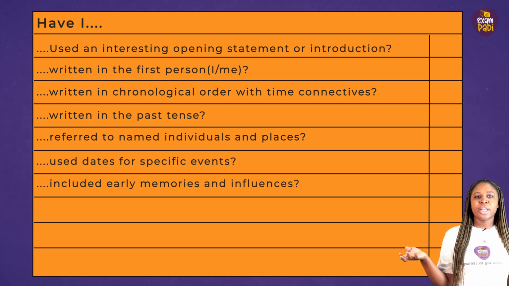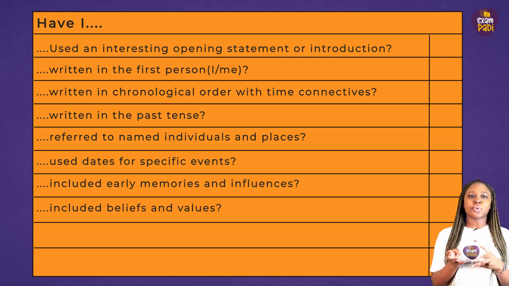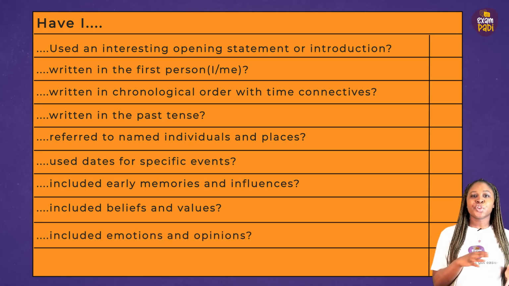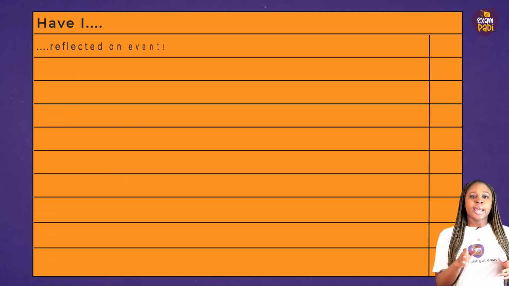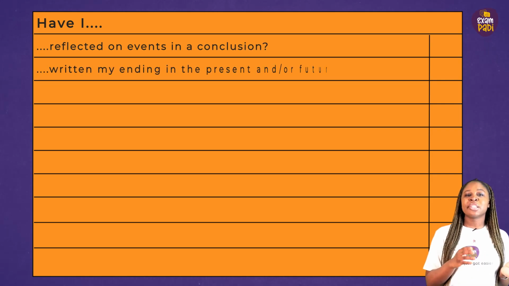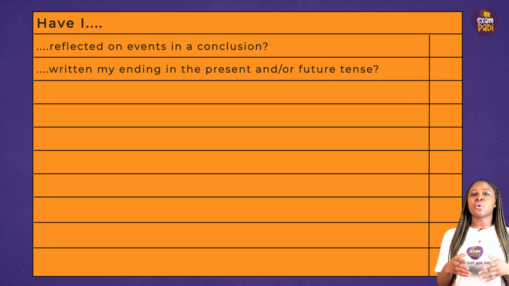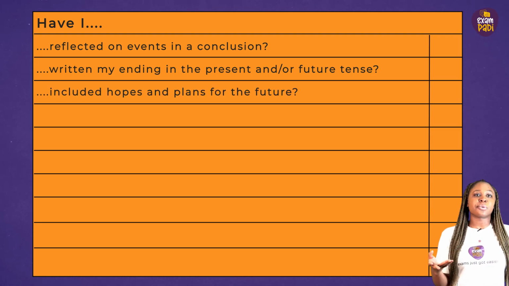Have I included early memories and influences? Have I included beliefs and values? Have I included emotions and opinions? Have I included achievements? Have I reflected on events in a conclusion? Have I written my ending in the present and/or future tense? Have I included hopes and plans for the future?